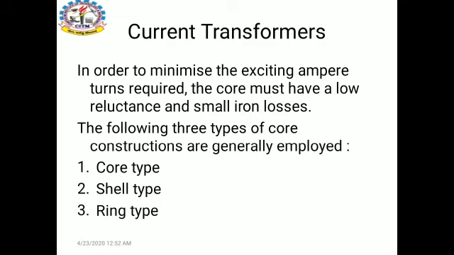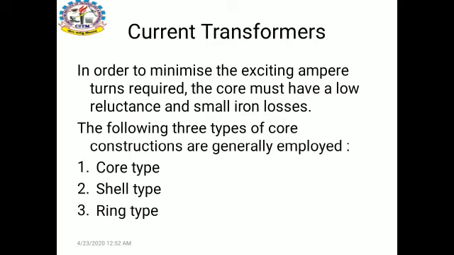Current transformer. Now we have to go through the current transformer. We have already discussed the instrument transformer, the current transformer and potential transformer, the circuit of the current transformer, and the circuit of the potential transformer, and according to the number of turns, what measuring device we connect in the secondary of the current transformer and potential transformer. In order to minimize the exciting ampere turns required, the core must have low reluctance and small iron losses.